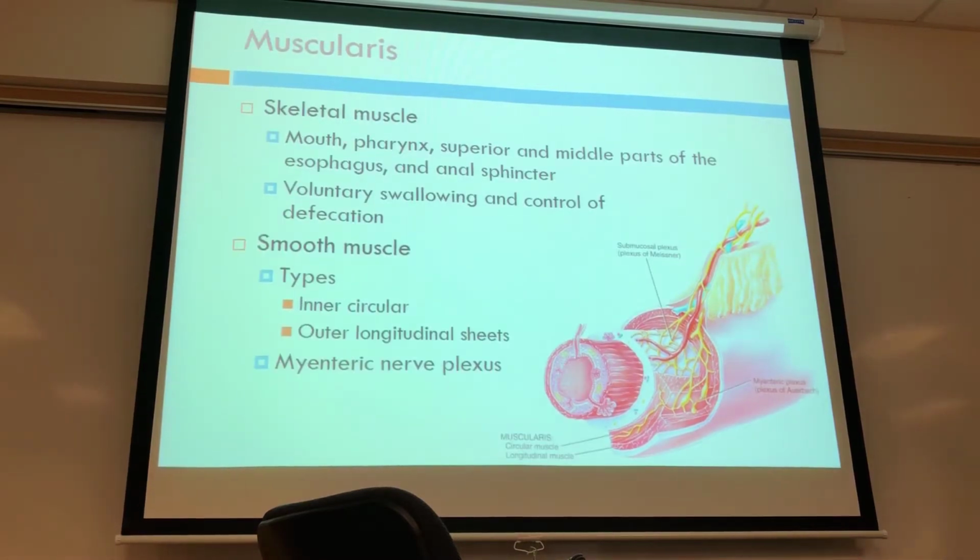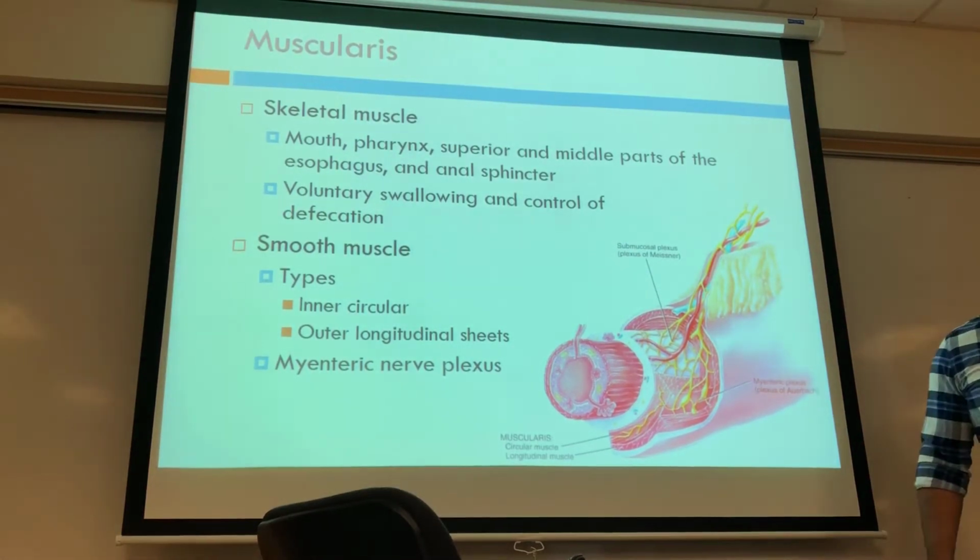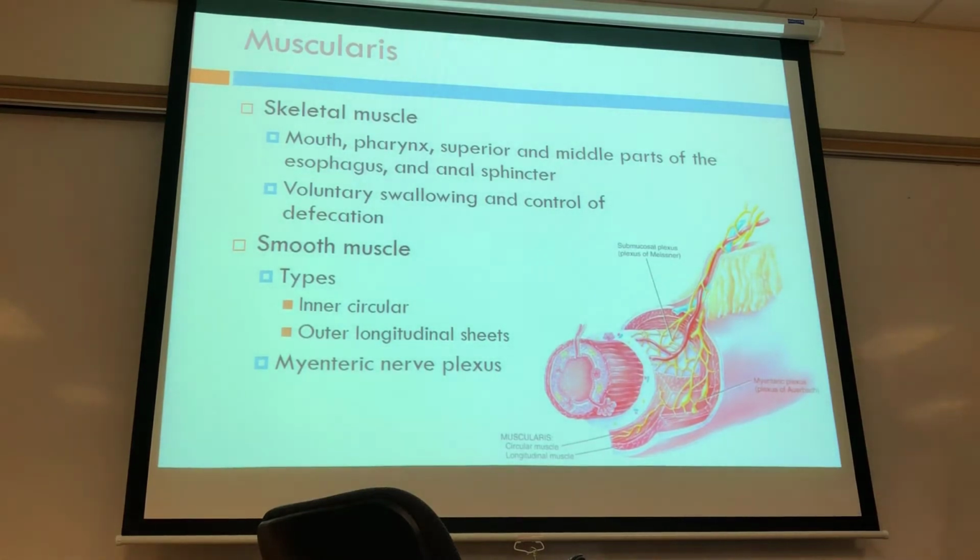Now the muscularis layer, the outer layer on here, is basically going to consist of skeletal muscle or smooth muscle. Depending on where we are in the alimentary canal, you're going to see either voluntary or involuntary actions. Voluntary actions include the act of swallowing and control of defecation, where we see skeletal muscle that controls either the input or the output of food through the alimentary canal.